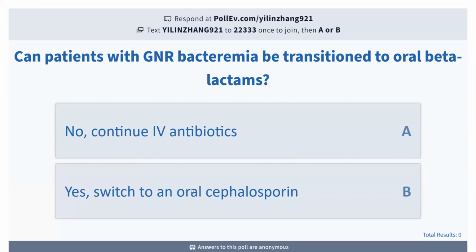So I'll turn it over to you guys. What do you think? Can patients with GNR bacteremia be transitioned to oral beta-lactam therapy? No, he should continue IV antibiotics. Or yes, you can switch to an oral cephalosporin. I'll give you guys a few moments to answer. All right, let's see what you guys said. And if you didn't get a chance to answer this one, no worries.